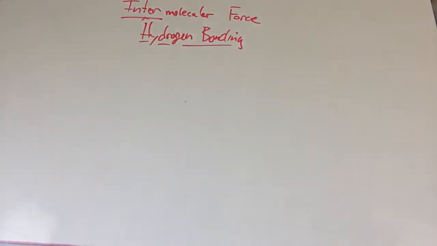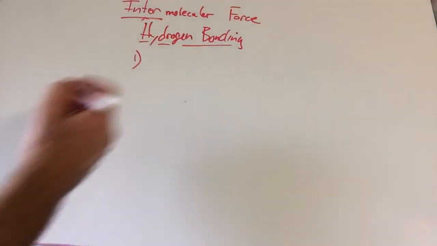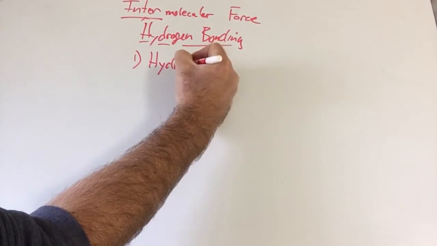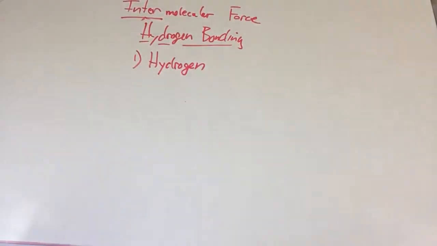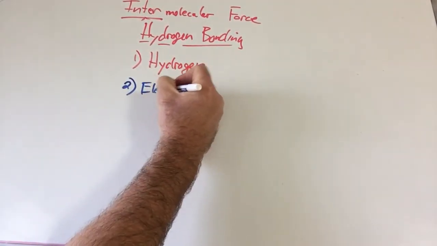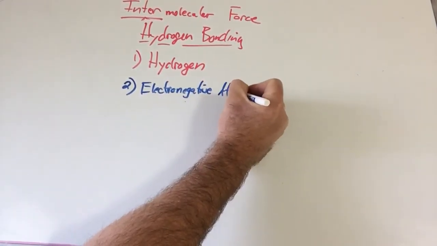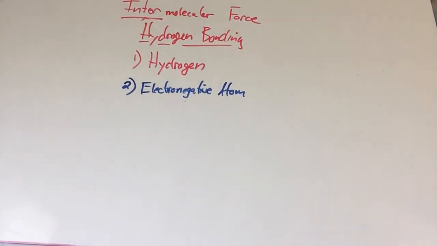Now, hydrogen bonding is nice in the sense that it's just a checklist. You just need two things. One thing you need is, well, hydrogen. No way! They should have called it hydrogen bonding. And the second thing you need is an electronegative atom. So remember we were talking about electronegativity? That means an atom with a high electronegativity.